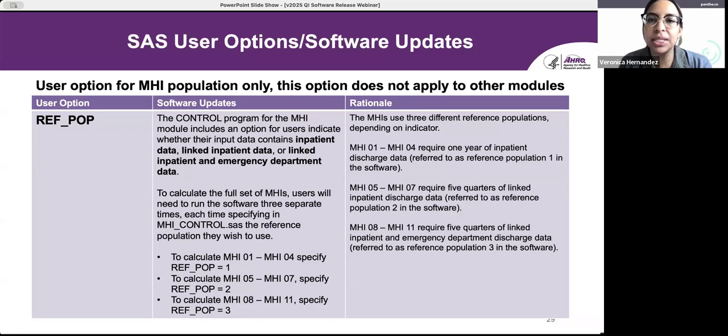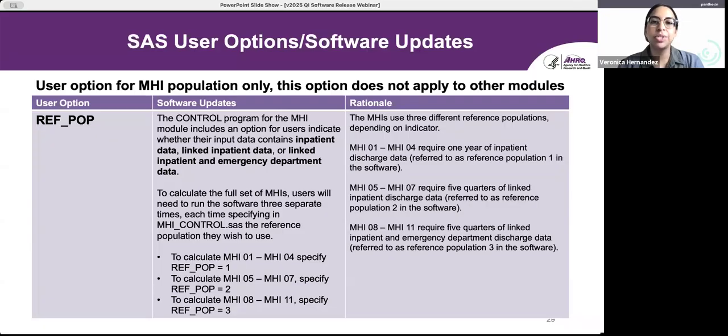So this option lets users specify the type of input data, which can include inpatient discharge data, linked inpatient discharge data, which allows tracking patients over time, and linked inpatient and ED discharge data. So I'd like to note that because the MHIs require different reference populations, users will need to run the software 3 times using the correct RefPop value in the control program.